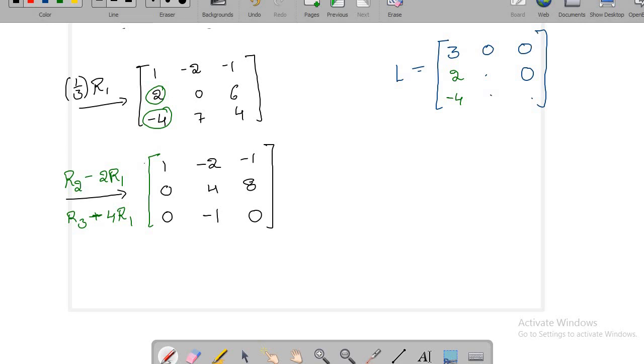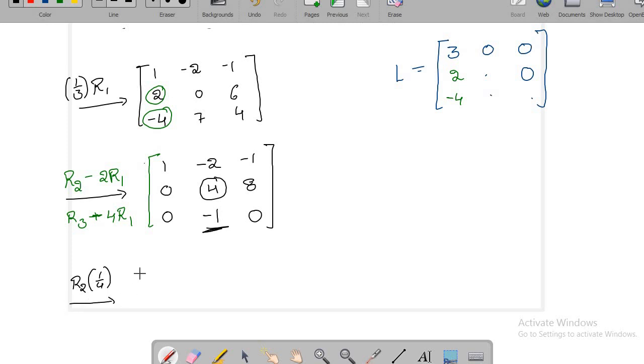To be upper triangular, this entry must be 0. So let's do that operation. Oh wait. We want the diagonal entries to be 1 here. So let me make this 1. To make it 1, let me multiply with 1 by 4. That is R2 multiplied by 1 by 4.